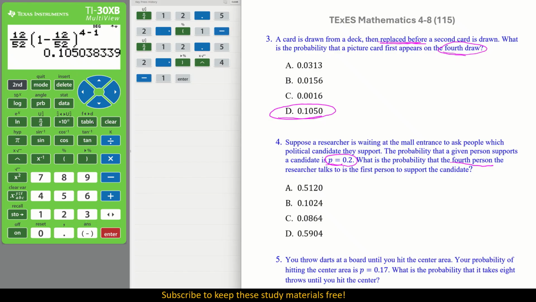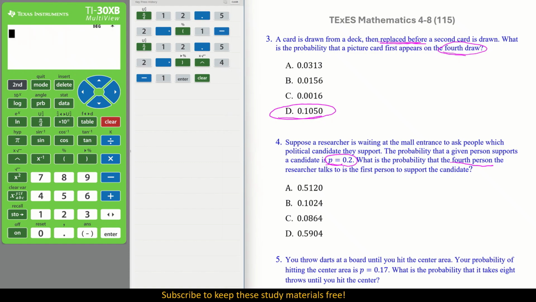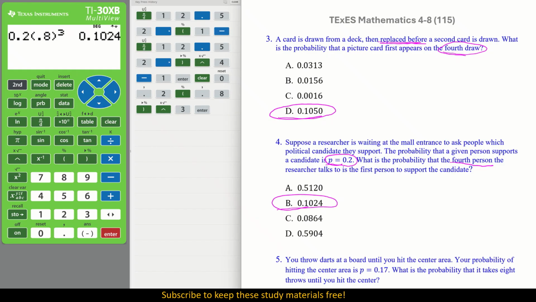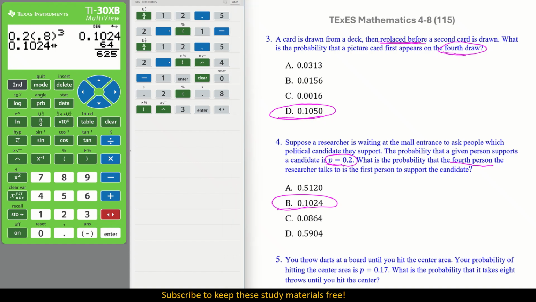Okay, again, what are we going to do? Let me clear this out. In this case, it's not as difficult. We don't have to do all that, or rather the 1 minus. Let's just go with 0.2. Now, parentheses, well, 1 minus 0.2 is 0.8. Now let's do caret up. And they said fourth person. So 4 minus 1 is 3. And press enter. And that gives us precisely option B. Now, notice these are decimals, and we had one that came out as a fraction. You can always push your toggle just in case you get fractional options.